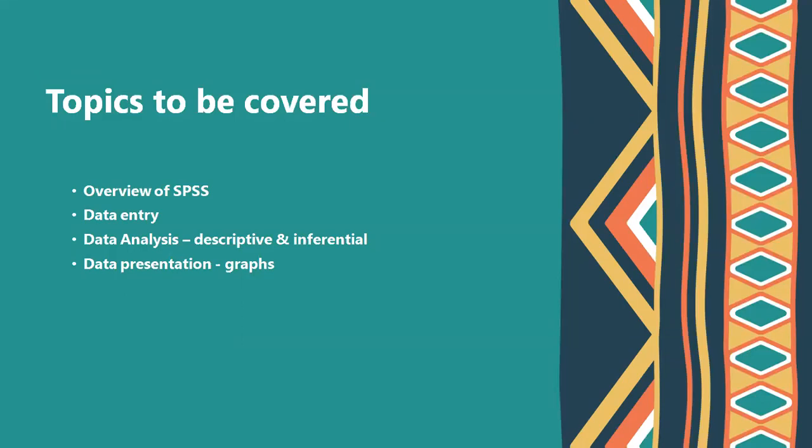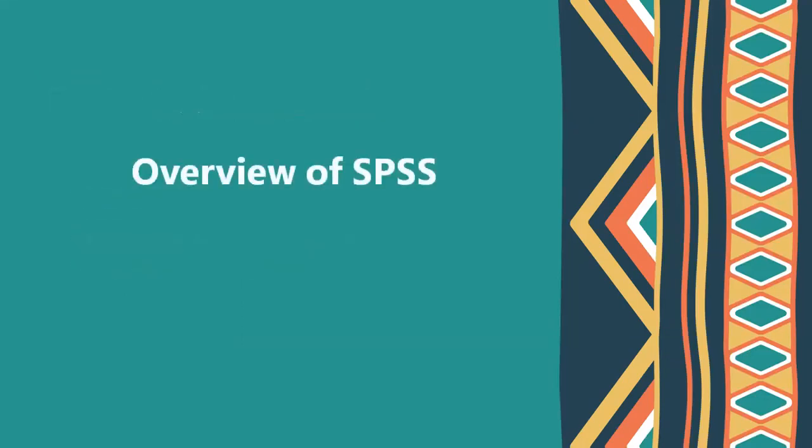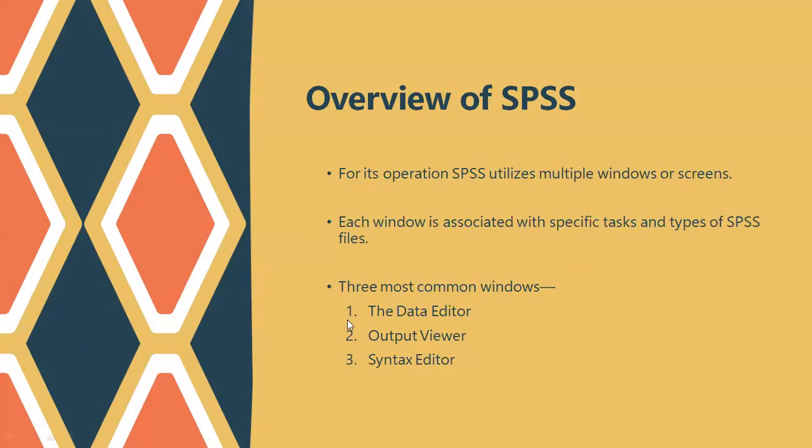All right. So, overview of SPSS. Like I said, there are three common windows which we mostly use. The data editor is where you are going to enter the data, manipulate the data, and analyze the data. Everything you do will be on the data editor window, and whatever you do there will be visible in the output viewer. We will go through them one by one.